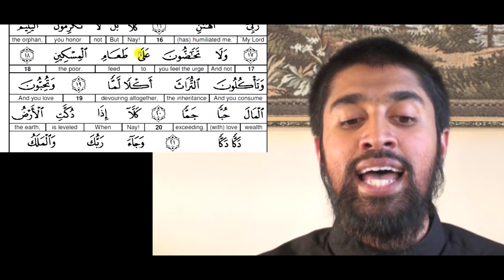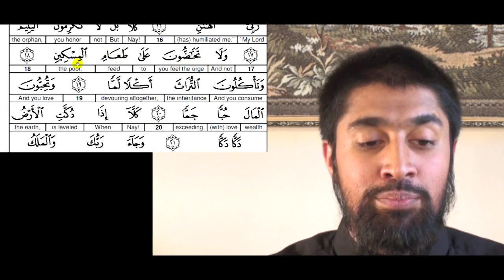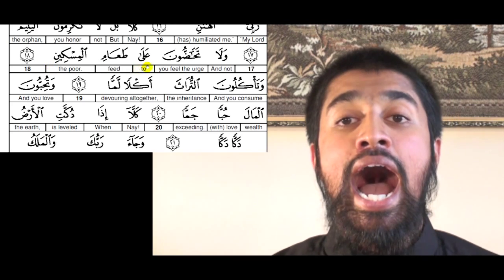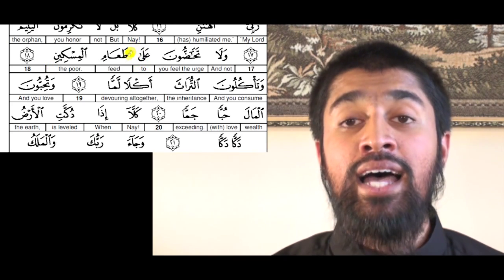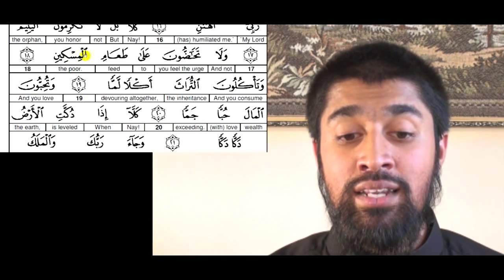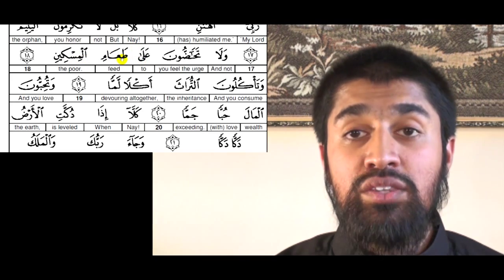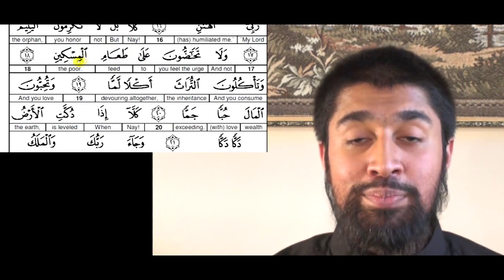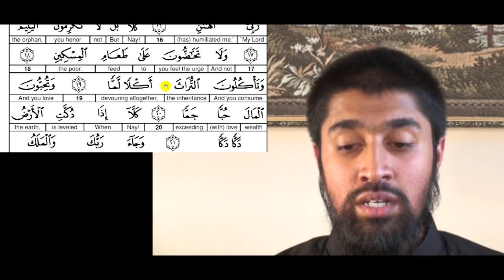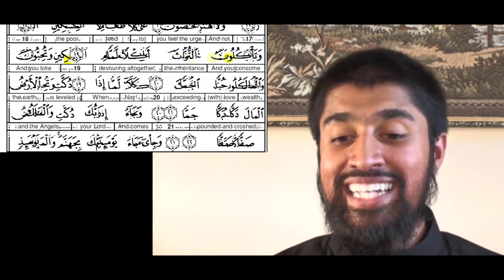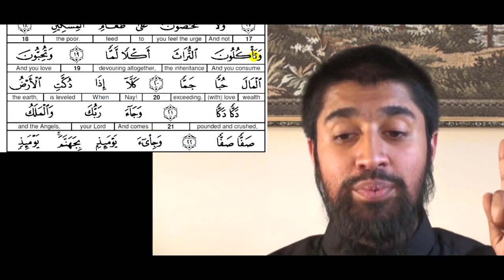حَاضُّونَ عَلَى طَعَامِ الْمِسْكِينِ. Verse number 19, second to last rule of rhythm, which was the sharp alif.